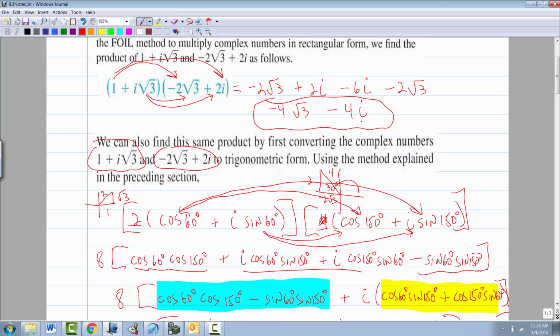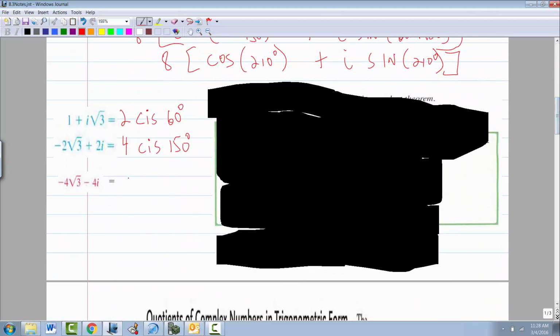Let's prove something before we look at that answer. Negative 4 root 3 minus 4i. Wouldn't you agree that's in quadrant 3? Right? And wouldn't you agree that this is negative 4 root 3? This is negative 4. And then what would this be? 8. Right? And what's this angle measure right here? Which makes it a what? 210. So this is 8 cis 210.